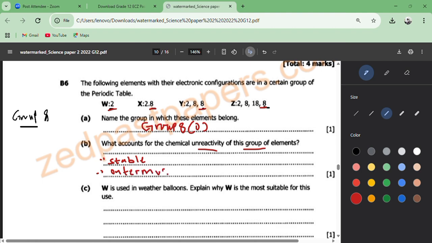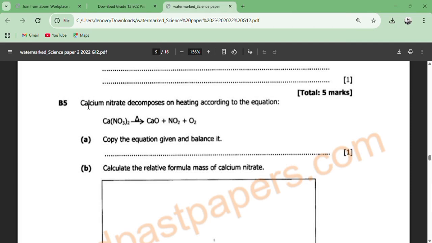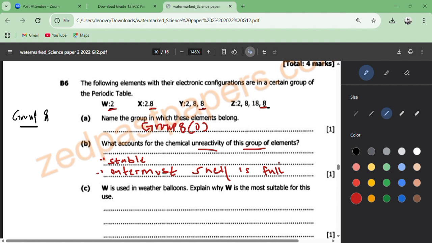The outermost shell is full. It's filled to capacity. So they can't lose, neither can they gain any more electrons. Okay, very good. C. W is used in weather balloons.